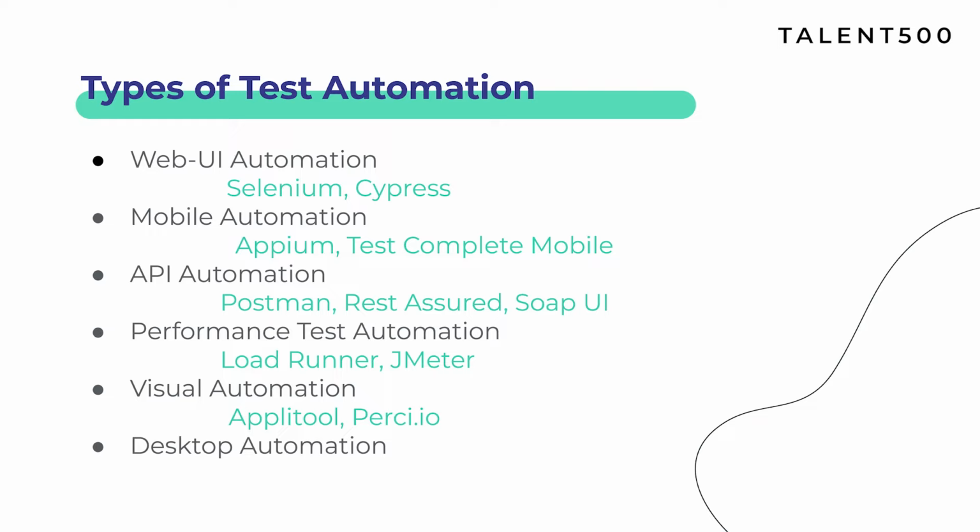And why I am saying those tools, guys, is because if you are a manual tester and you are trying to figure out which one you should learn, keep those tools in mind. Again, my favorites: Selenium for UI automation, Appium for mobile automation, Rest Assured for API automation, JMeter for performance test automation, Applitools for visual automation, Vinium for desktop automation. Those are my favorites.